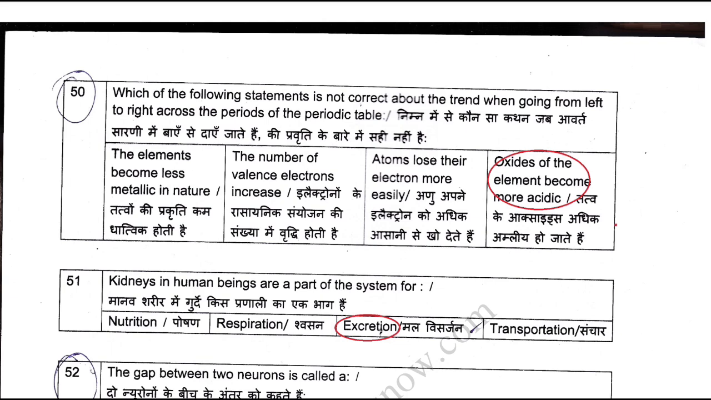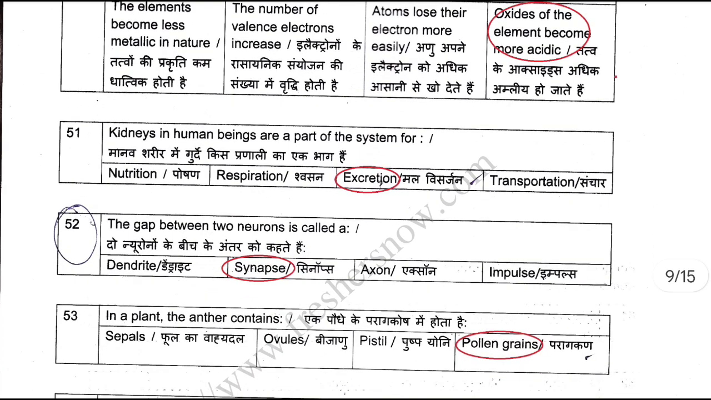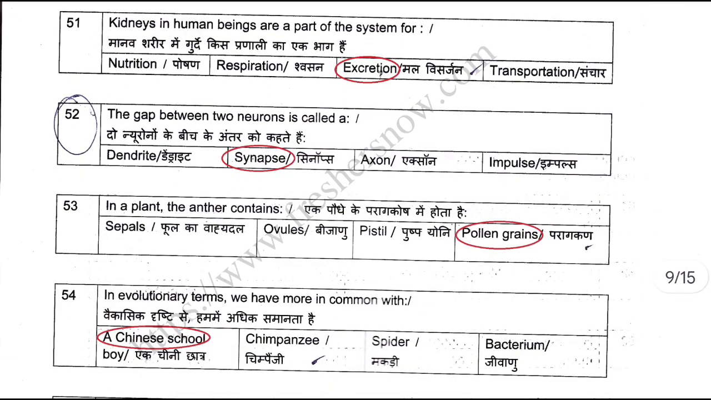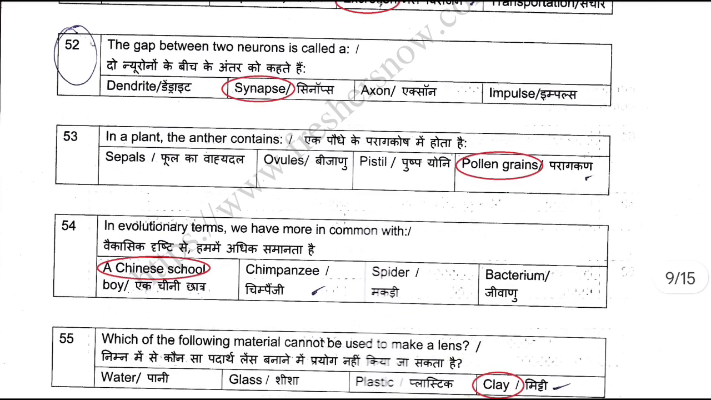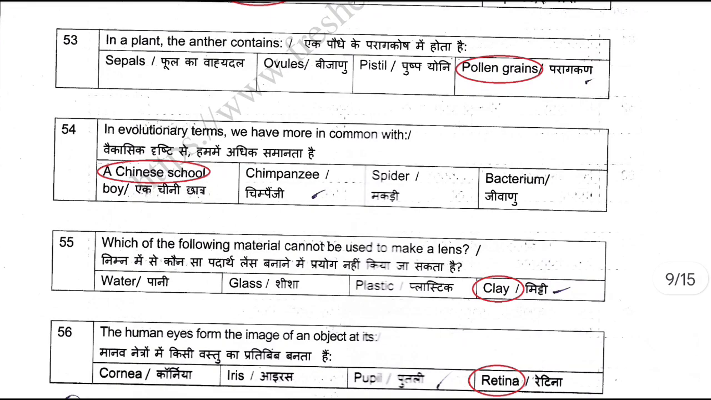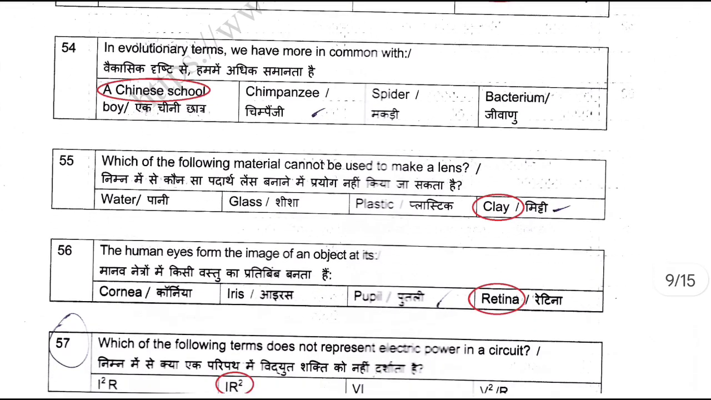Which of the following statements is not correct about the trend when going from left to right across a period: the oxides of the elements become more acidic? Kidneys in human beings are a part of the system for excretion. The gap between two neurons is called a synapse. In a plant, the anther contains pollen grains.